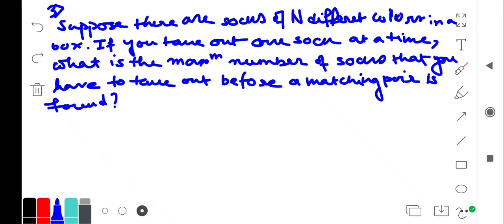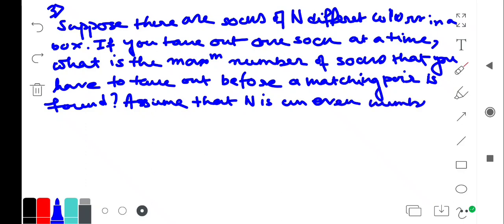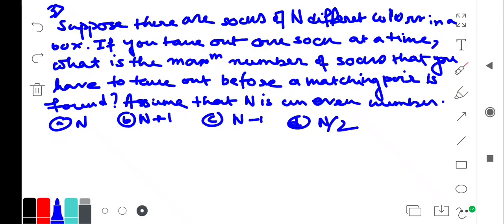Okay, so assume that n is an even number. Okay, a is n, b is n plus 1, c is n minus 1, d is n by 2. So suppose there are socks of n different colors in a box. Okay, so what is the maximum number of socks that you have to take out before a matching pair is found? Assume that n is the even number.